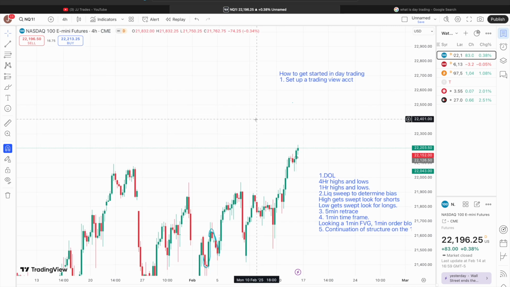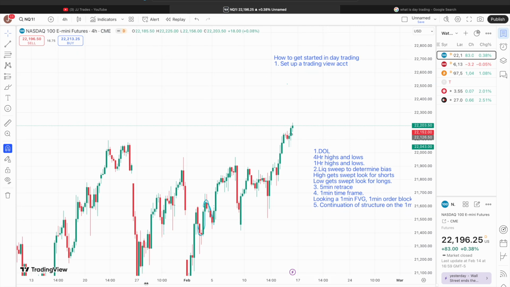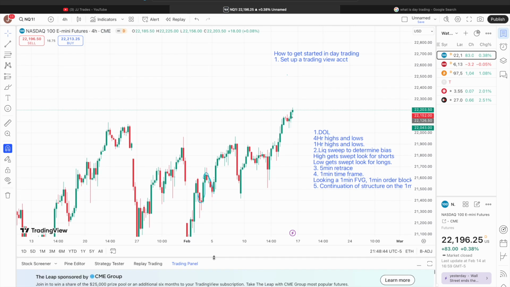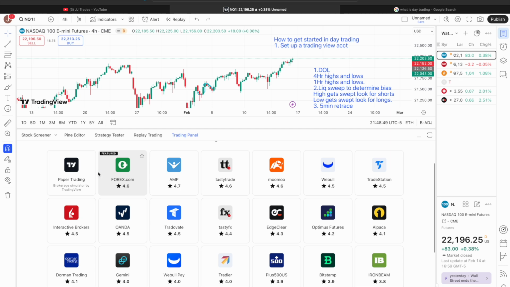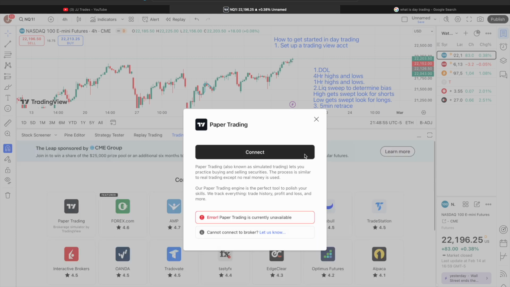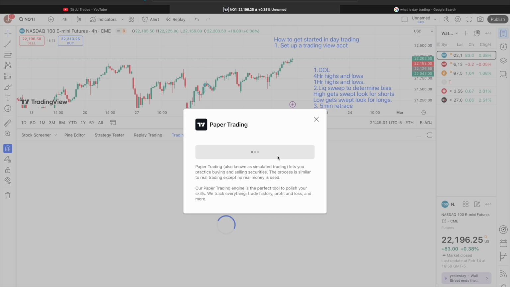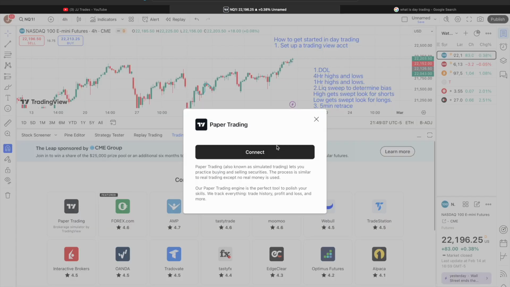There's a lot of other things to learn in day trading, but this is just the basic beginners' setup, what you need to learn, and I'm going to tell you where you can find that information. So once you get a TradingView account set up, you can go down in here and drag this bar up. You get all these brokers. To start out, you're going to want to go to paper trading and connect. You're going to want to create a paper trading account because you don't want to be risking real money while you're learning how to trade.